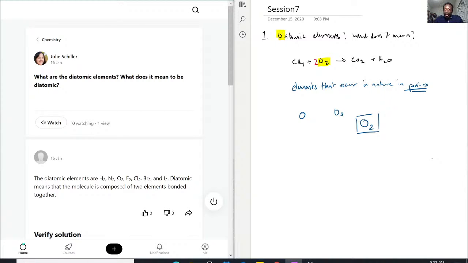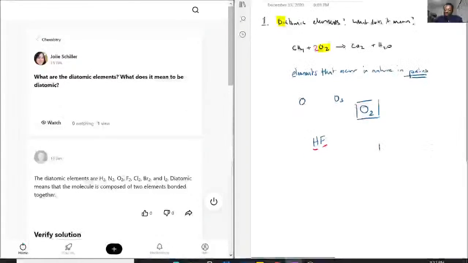If I put, trying to think of two elements that can be together, HF, this is not a diatomic element. This is known as, if I remember correctly, hydrofluoric acid. It is not a diatomic element because the hydrogen and the fluorine are different. This is not what we count. They have to be the same thing.